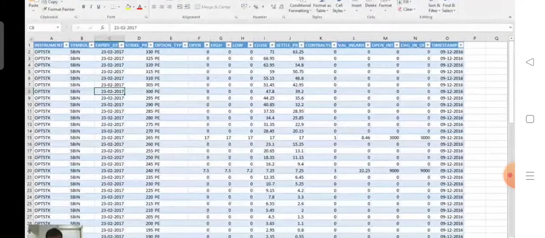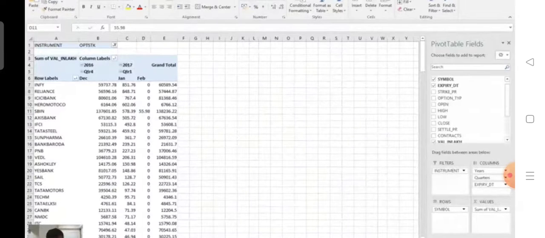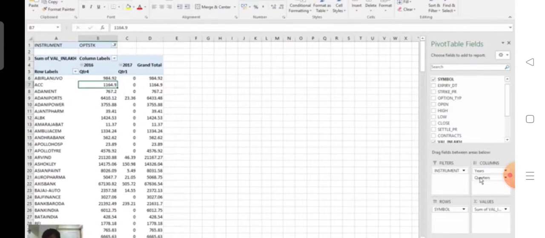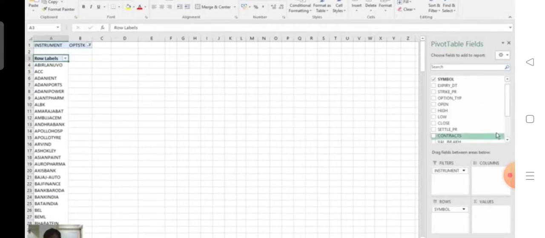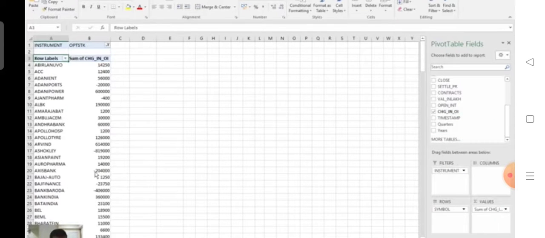Okay. Now let me go to the pivot once again. Now say for example, if you want to see the open interest data now. So let me remove these columns. Okay, let me just put in change in open interest. This change in open interest is absolute contract wise. This is number of shares, right?